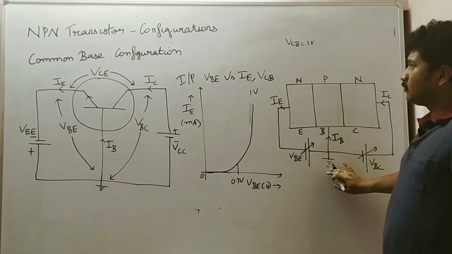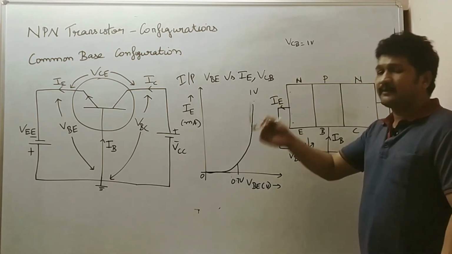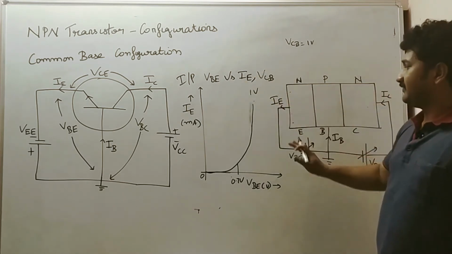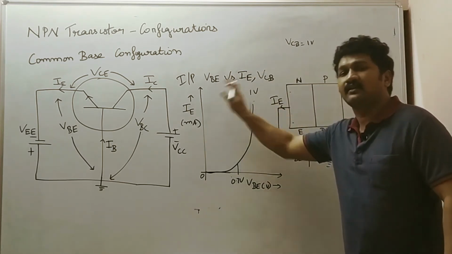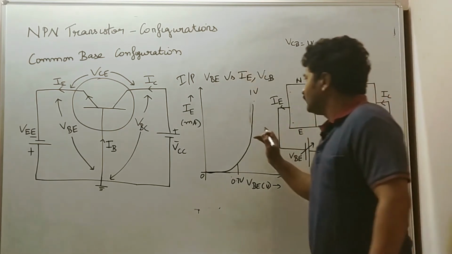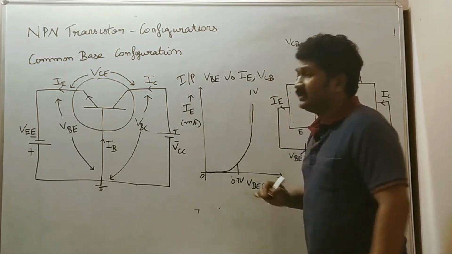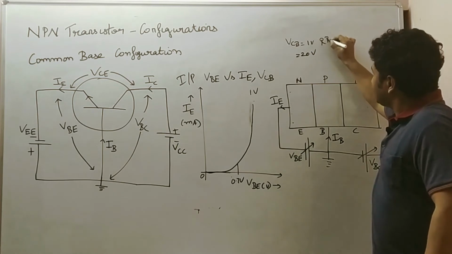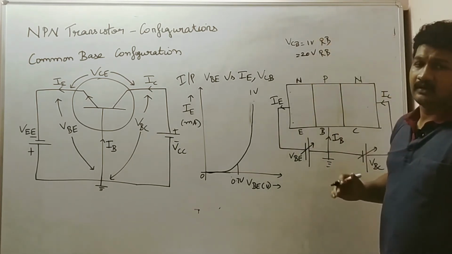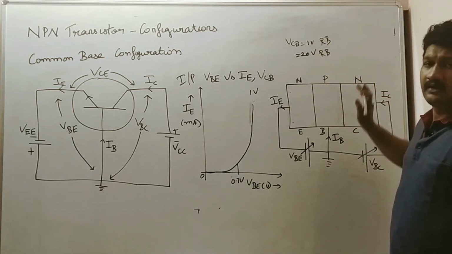Now we are going to increase VCB, the base collector voltage. That means increasing the reverse bias voltage and then seeing its influence on the emitter current. We are going to see whether the emitter current increases or decreases when we increase VCB and keep it constant. Now let's have VCB as some 20 volt. This is also a reverse bias condition, 1 volt and 20 volt. Now the amount of reverse bias is higher. As you can see, it is 20 volt. Now what happens?